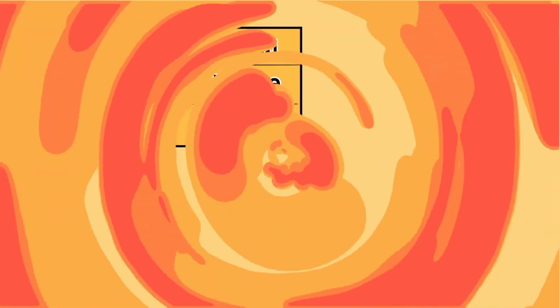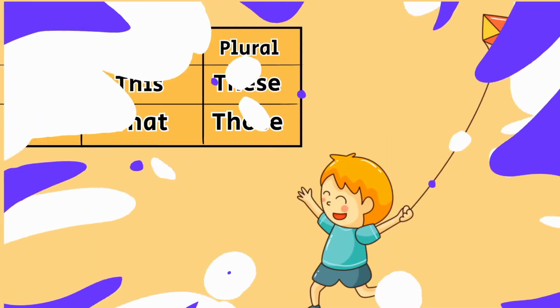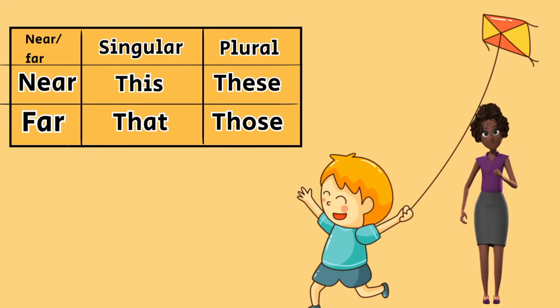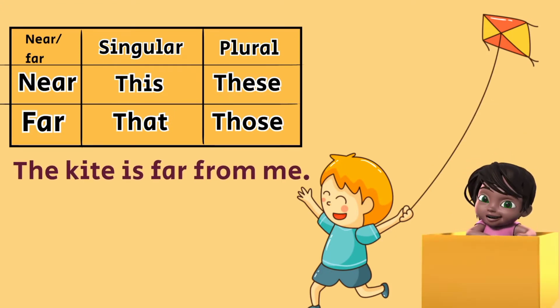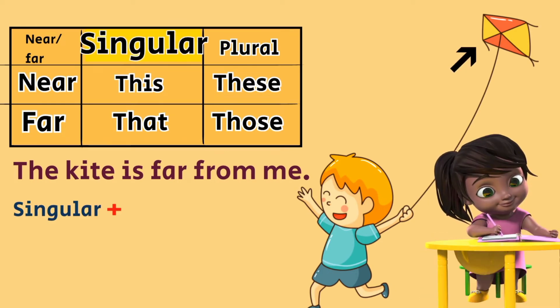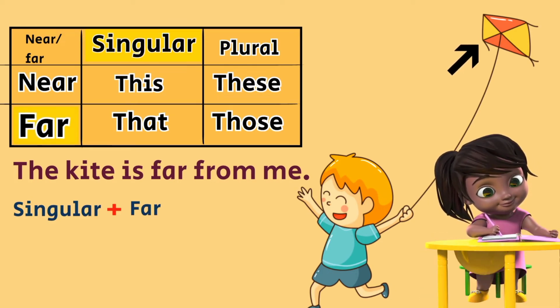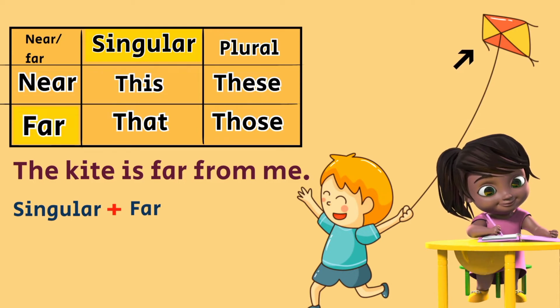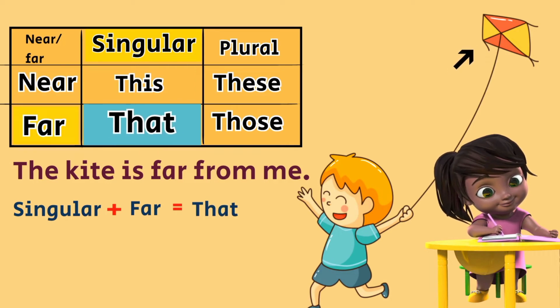Now let's move further. वो पतंग मुझसे बहुत दूर है. The kite is far from me. Kite एक singular noun है और वो मुझसे दूर है. So the object which is singular in nature and far from us, we use that.